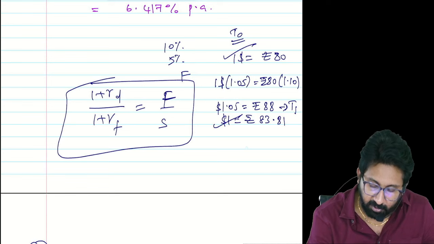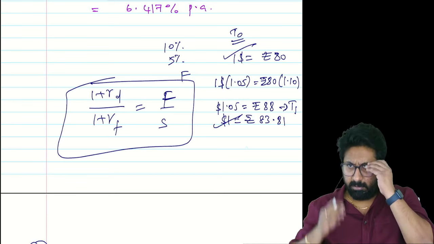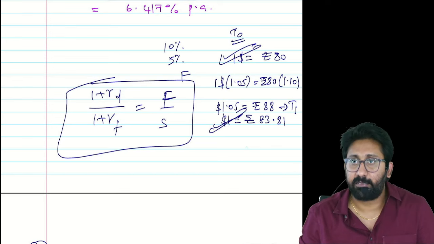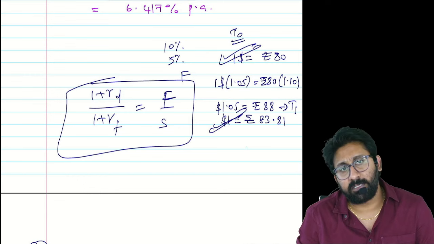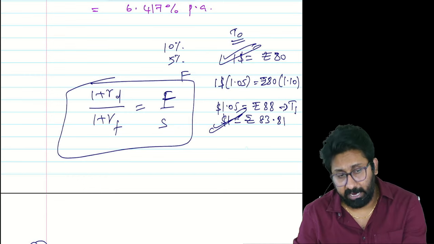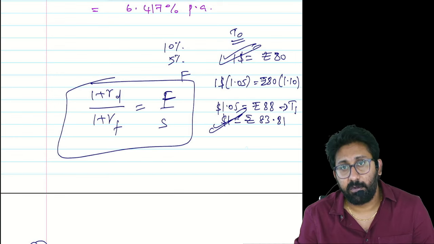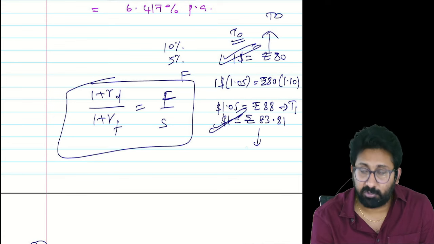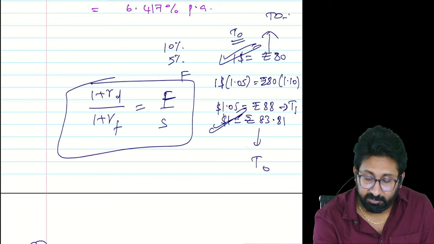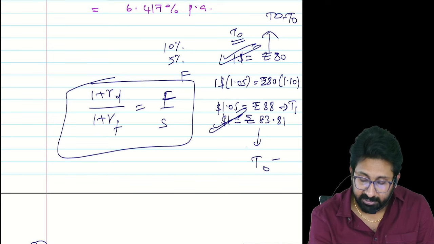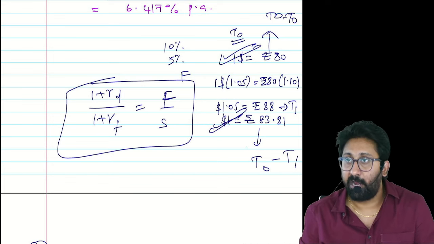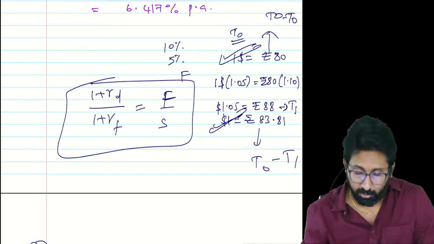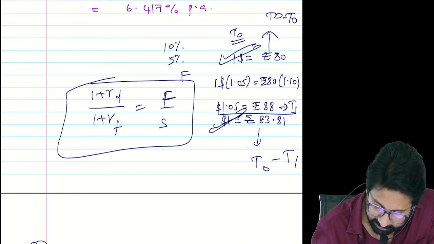Tell me, what is this and what is this? What is the spot rate? What is 83.81? When is this rate quoted? Today. This is for which transaction? After 1 year. Both the rates are quoted today. Now I will ask you this one.